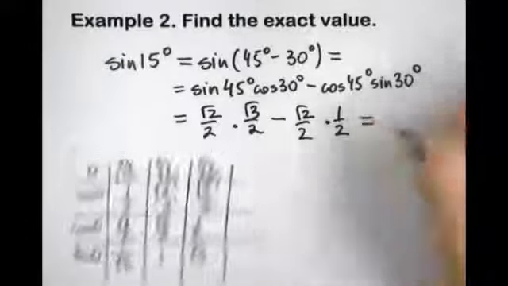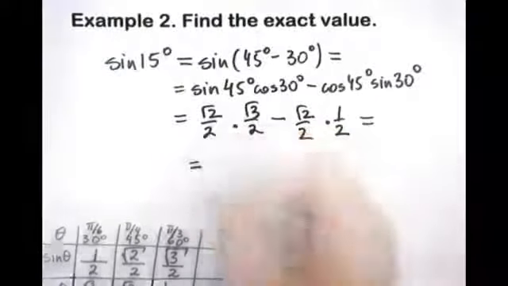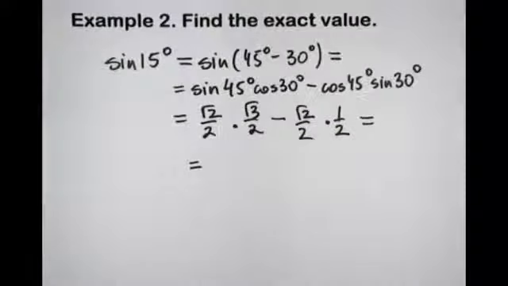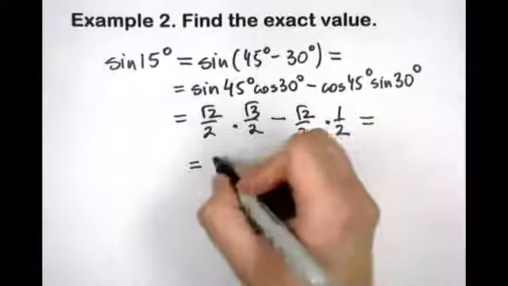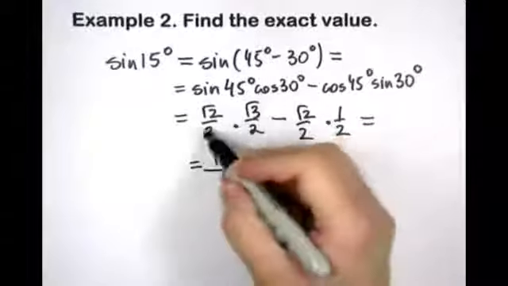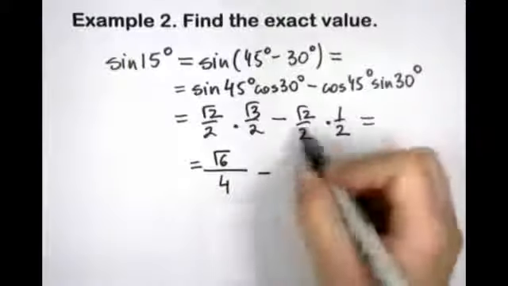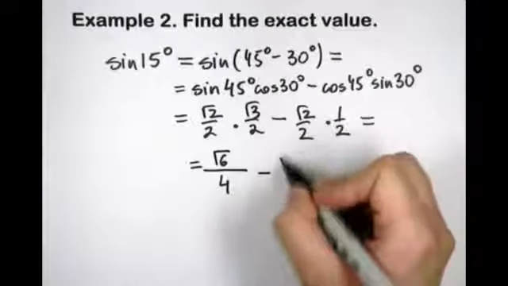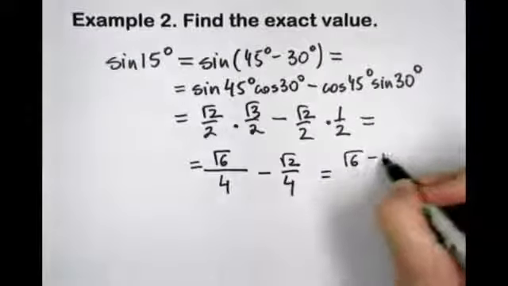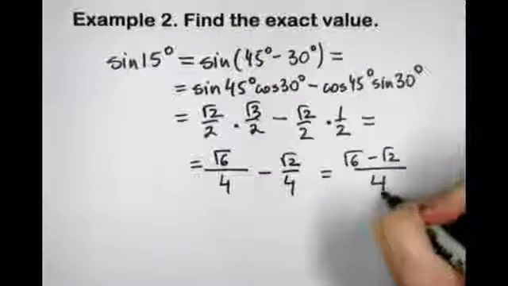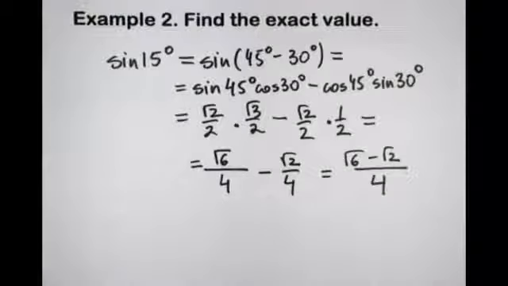So now we can multiply this out. Root 2 times root 3 is nothing else but root 6. 2 times 2 is 4. Root 2 times 1 is root 2, over 4. So we can write it in one fraction, minus root 2 over 4. You cannot subtract them because you can only multiply roots under the roots.